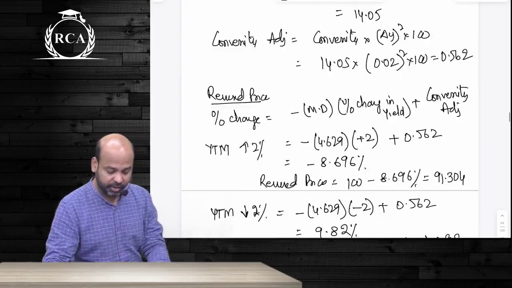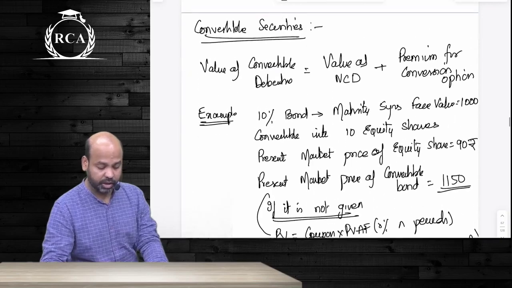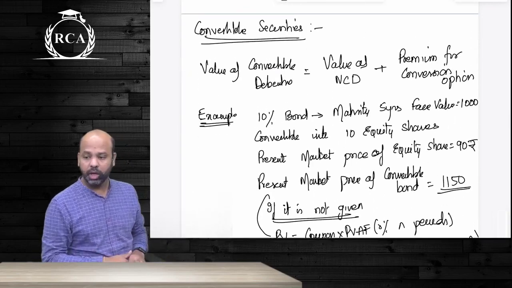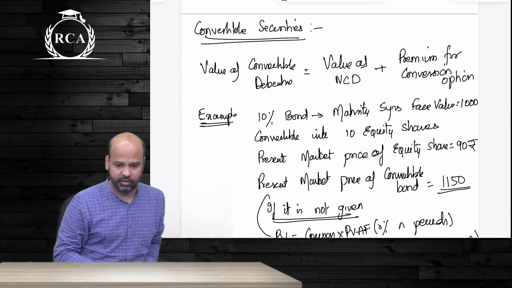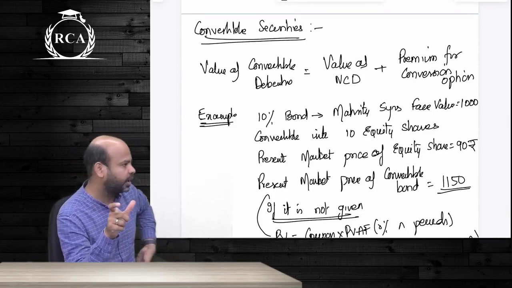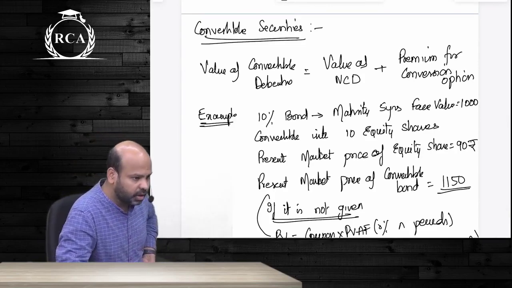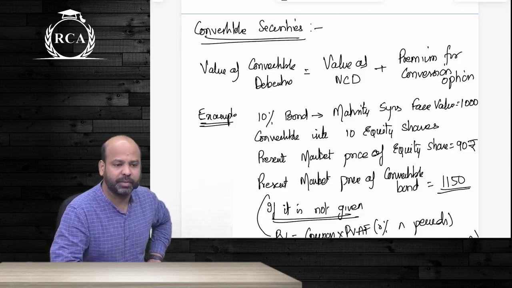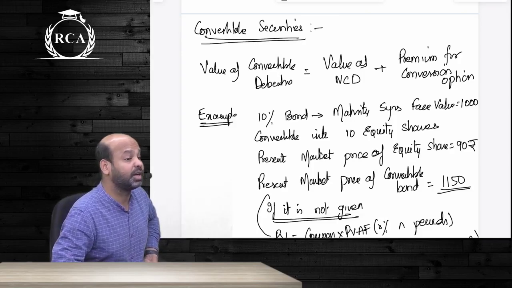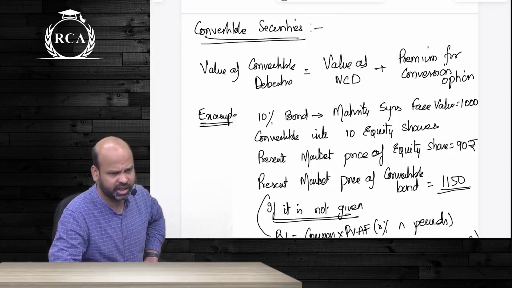After this, we moved on to the concept of convertible securities. I already told you under valuation what the value of a convertible security is. It will always be what? Present value of coupon payments plus present value of redemption value or conversion value, whichever is higher.